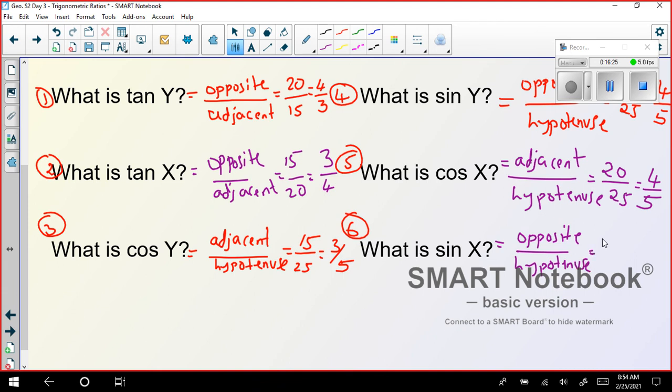is nothing but 15 over 25, which is nothing but 5 times 3 and 5 times 5. So we have 3 over 5. I hope this is clear. Let's see the next slide.